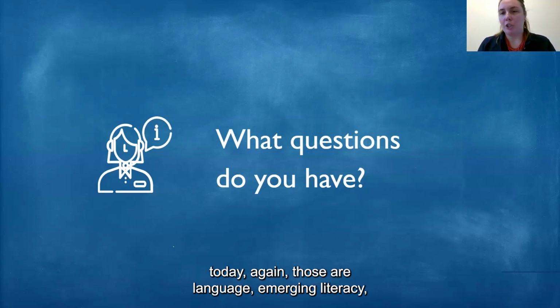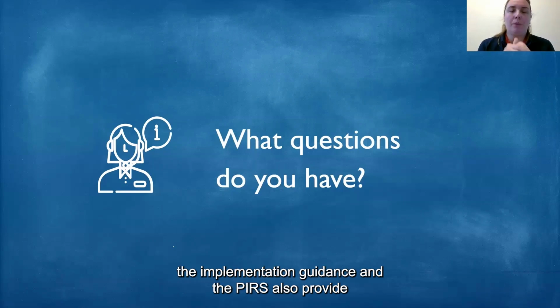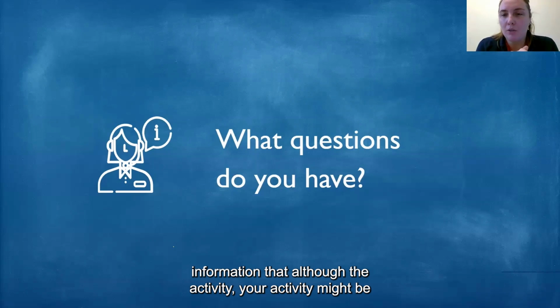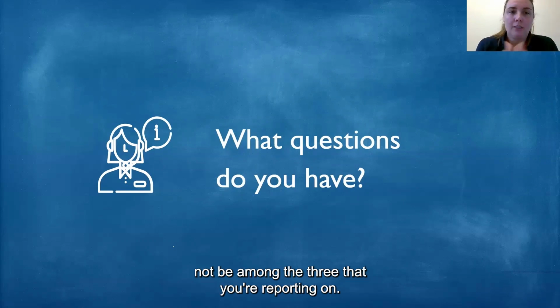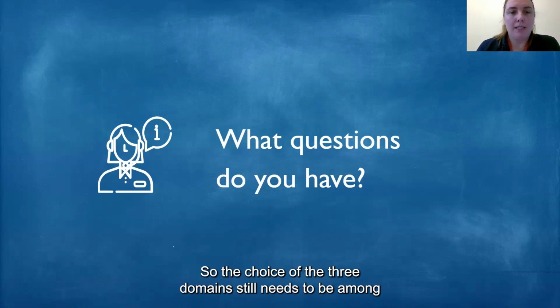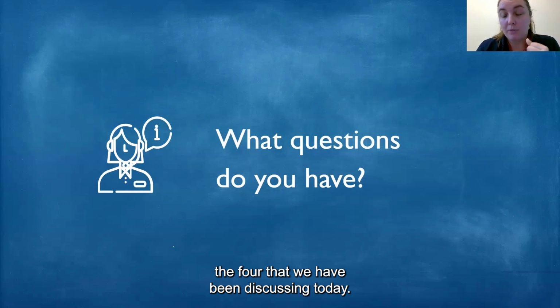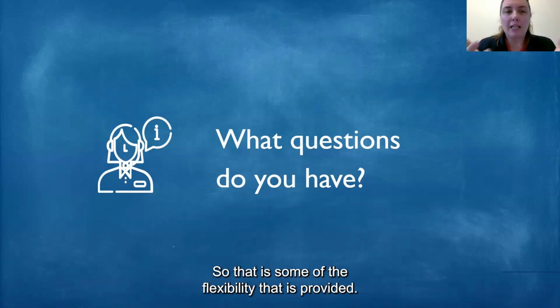Again, those are language, emergent literacy, emergent numeracy, social-emotional, and physical development. And the implementation guidance and the PIRS also provide information that although your activity might address additional domains, those additional domains should not be among the 3 that you're reporting on. So the choice of the 3 domains still needs to be among the 4 that we have been discussing today. So that is some of the flexibility that is provided.